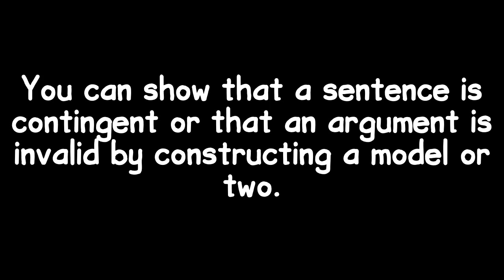To sum up, you can show that a sentence is contingent or that an argument is invalid by constructing a model or two. The details are in what you want to have happen in those models. To show that a sentence is contingent, you need 2 models, one that makes it true and one that makes it false. To show that an argument is invalid, you need 1 model in which the premises are true and the conclusion is false. And the rest is just a matter of going in and by trial and error, figuring out how to construct the model that does what you need.